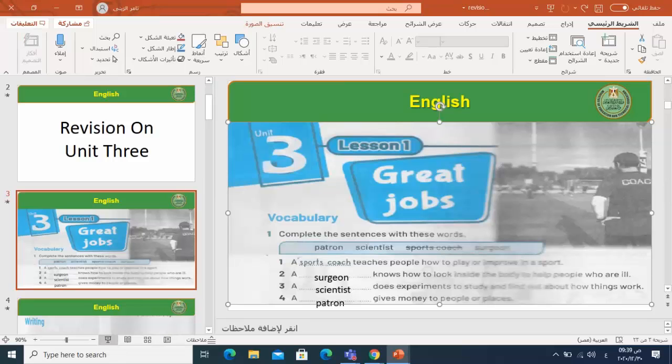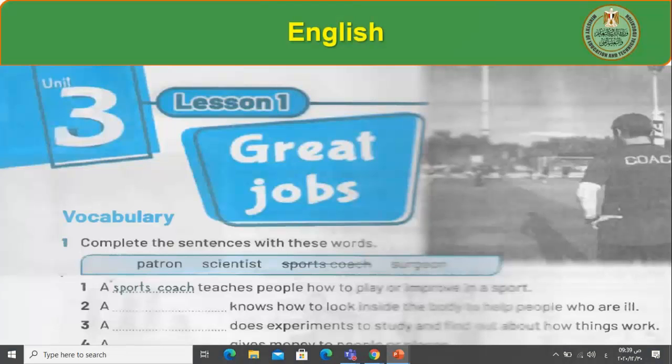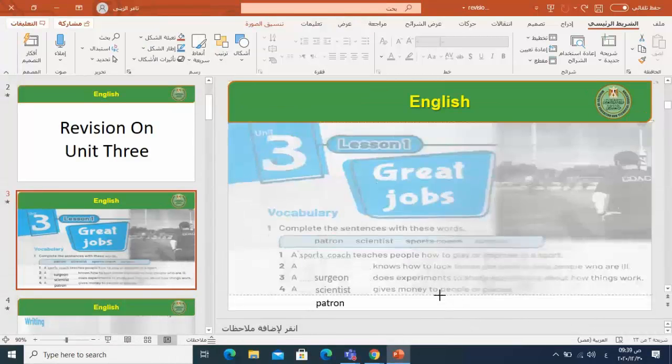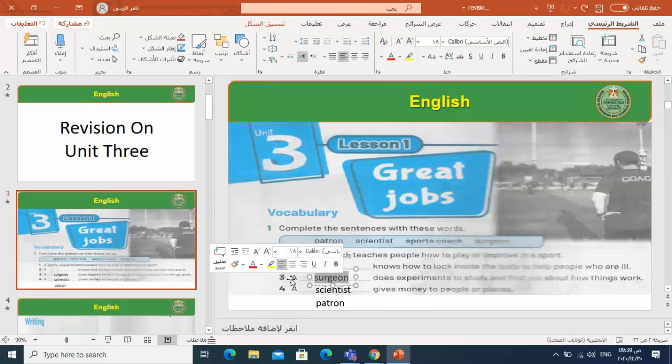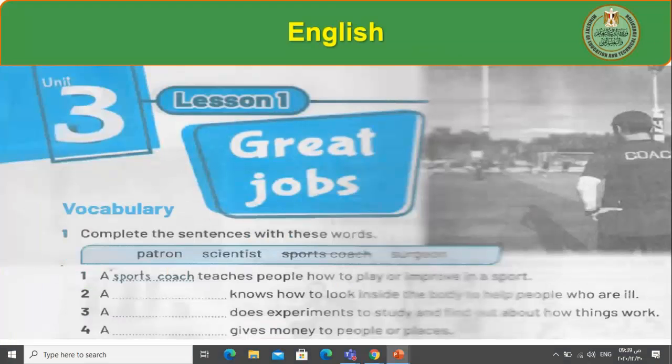The last one, number four, gives money to people or places. اللي بيعطي الفلوس لل people or places اللي هو ايه؟ الباترون. Okay, next.